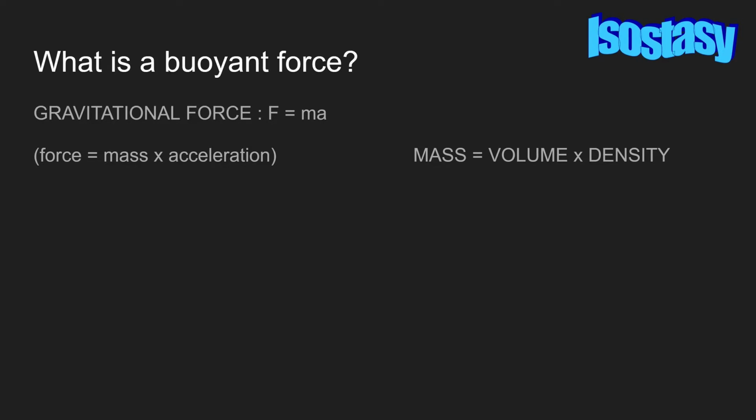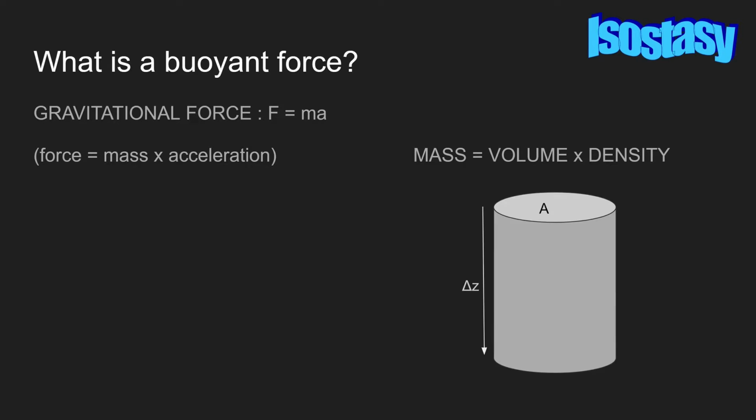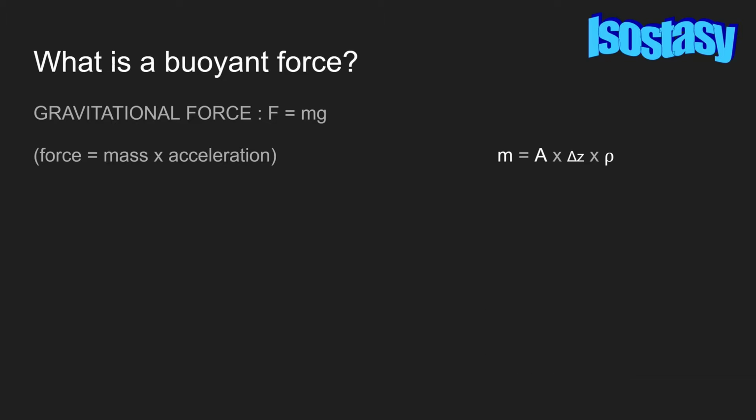A mass is a volume times density. Look even closer, and a volume can be an area times the height of an object. So area times height times density is mass. And density is so important that we're giving it a fancy name, rho. Whenever we have acceleration, we have some sort of net force. But what if things aren't accelerating?